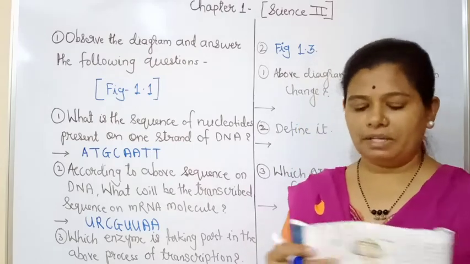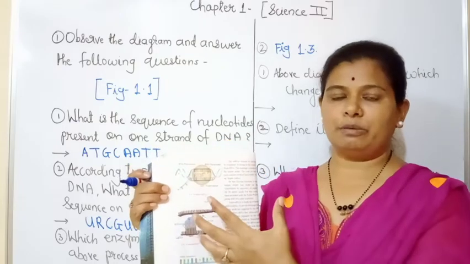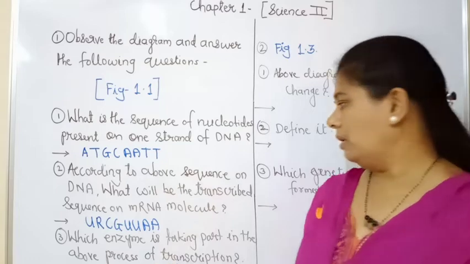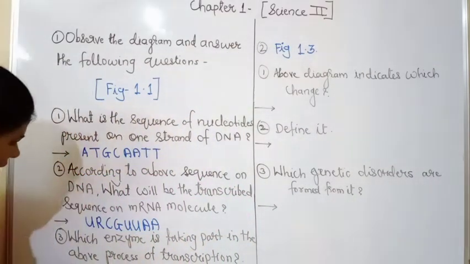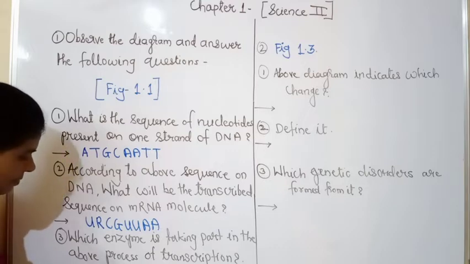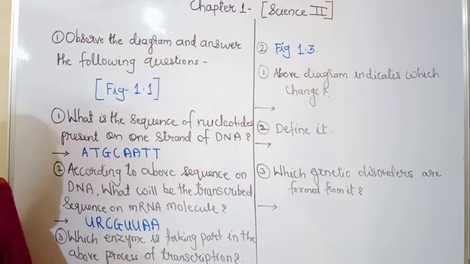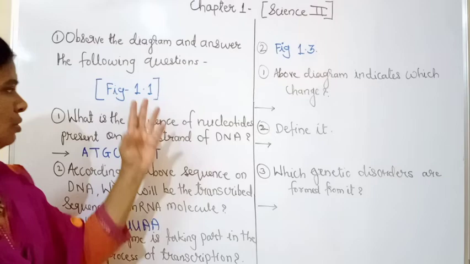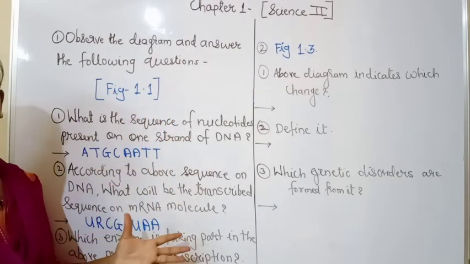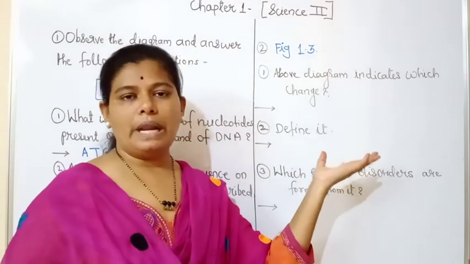Now the last question is, which enzyme is taking part in the process of transcription? If you study this diagram properly, and go through the information given regarding the transcription, you will understand that the enzyme, the polymerase enzyme, takes part in the process of transcription. This answer is hardly one word, but it will give you 3 marks. Very important it is. Now we'll go towards the next activity.